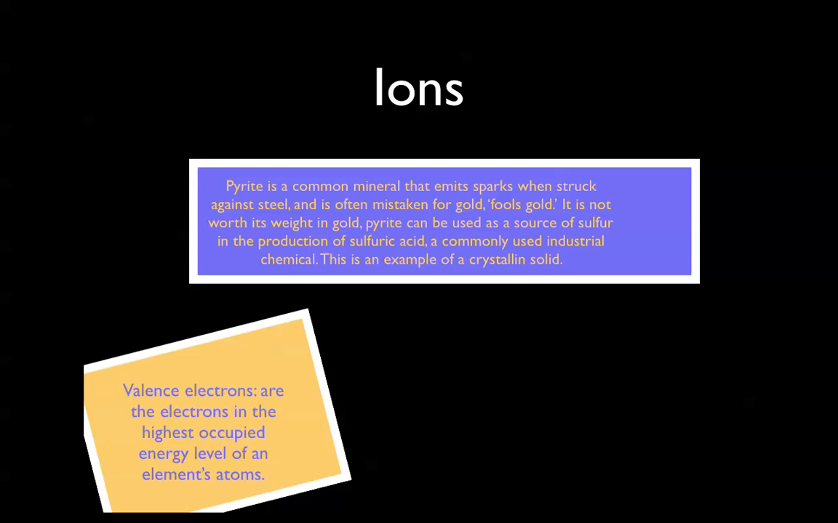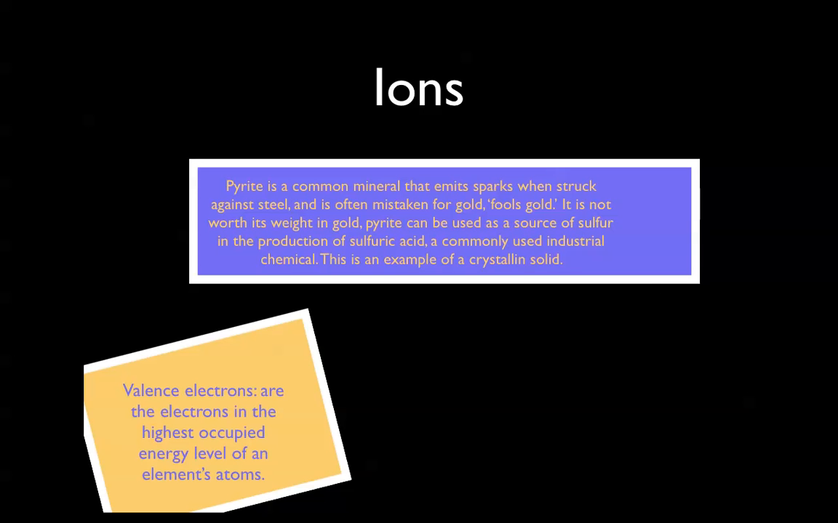First, we start out with the ions, and it is a common mineral that emits sparks when struck against steel and is often mistaken for gold or fool's gold. It is not worth its weight in gold, and pyrite can be used as a source of sulfur in the production of sulfuric acid, a commonly used industrial chemical. This is an example of a crystalline solid. And this was kind of opening up and starting the chapters. And this is where we started off.